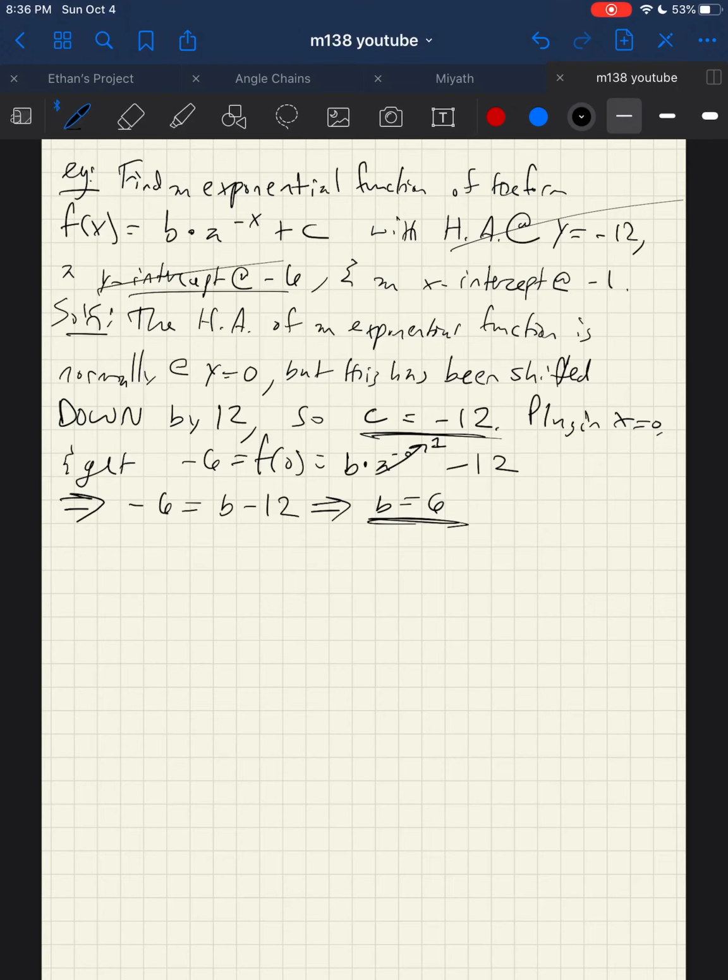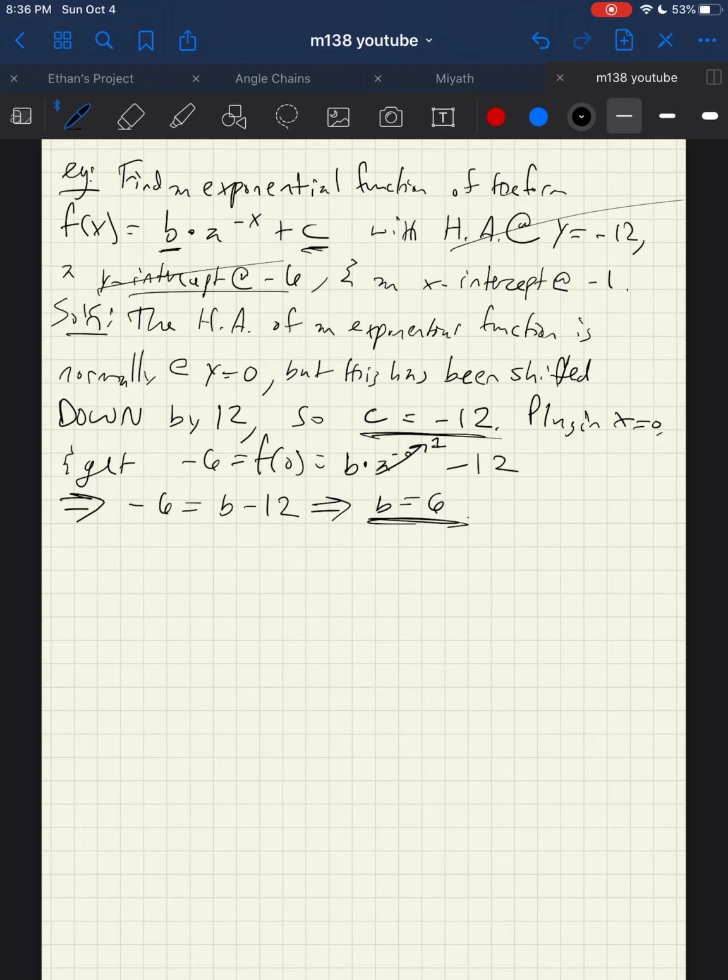So I've got b equals 6, c equals negative 12, and I've used this information. So now I need to somehow plug in an x-intercept of negative 1. Okay, what is an x-intercept of negative 1? That's a 0. That's a place where the function equals 0. That's what an x-intercept is. It's a root. It's a place where the graph of the function touches the x-axis. So let's use this piece of information.